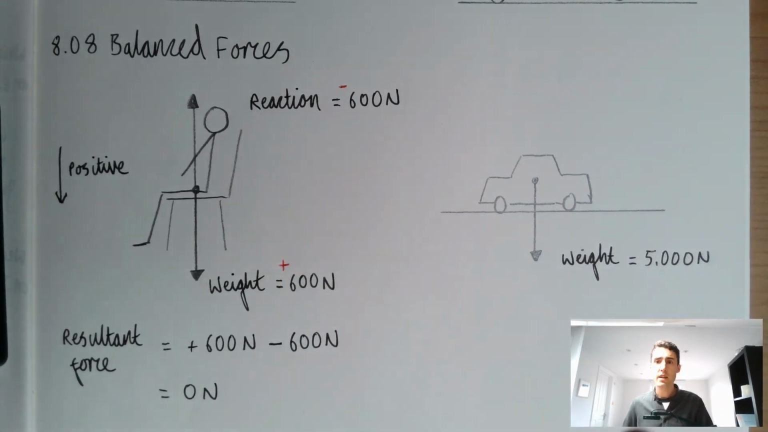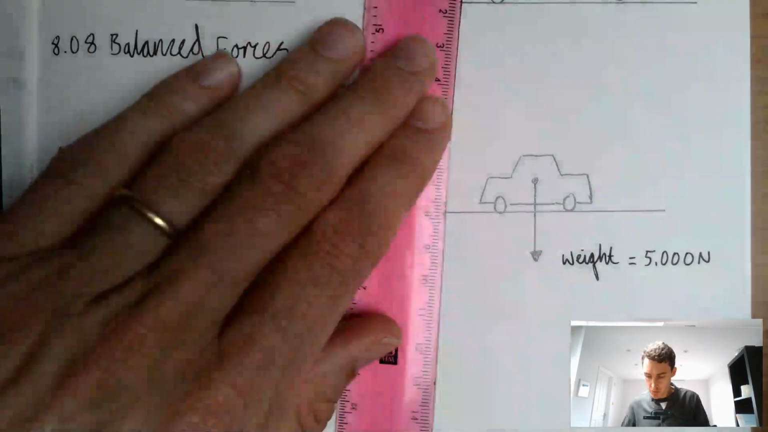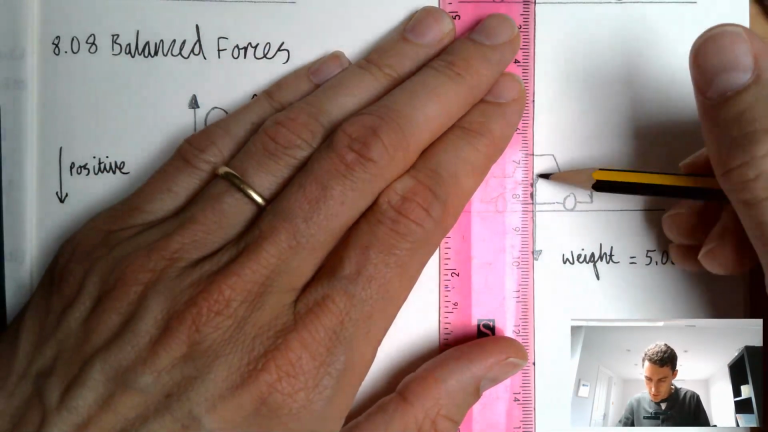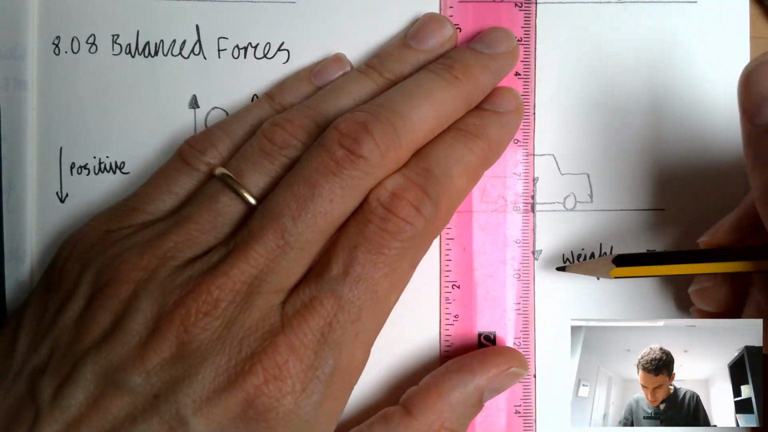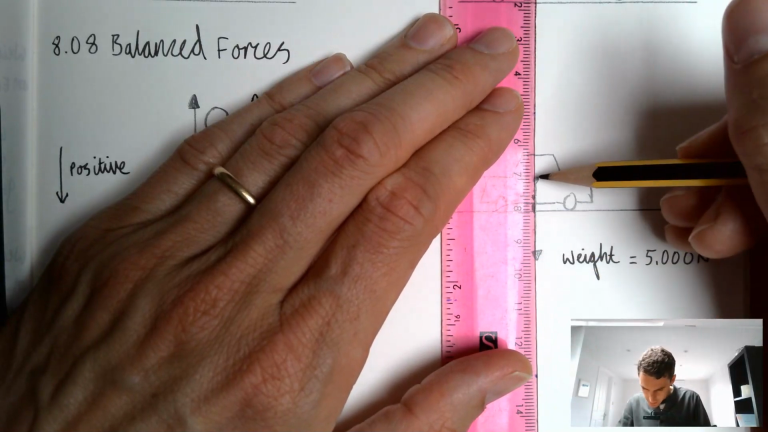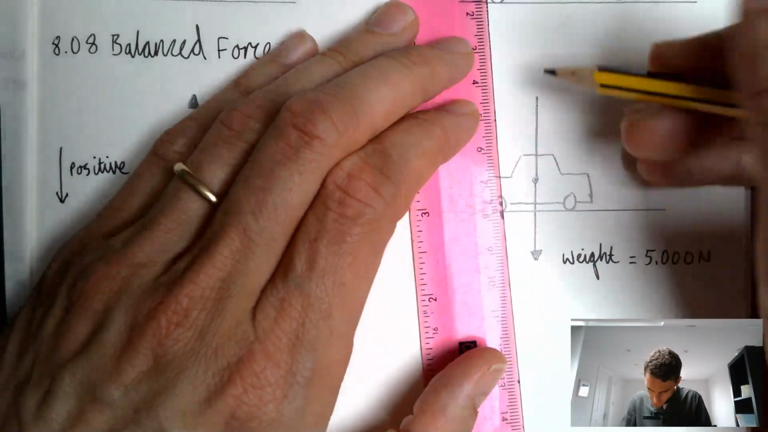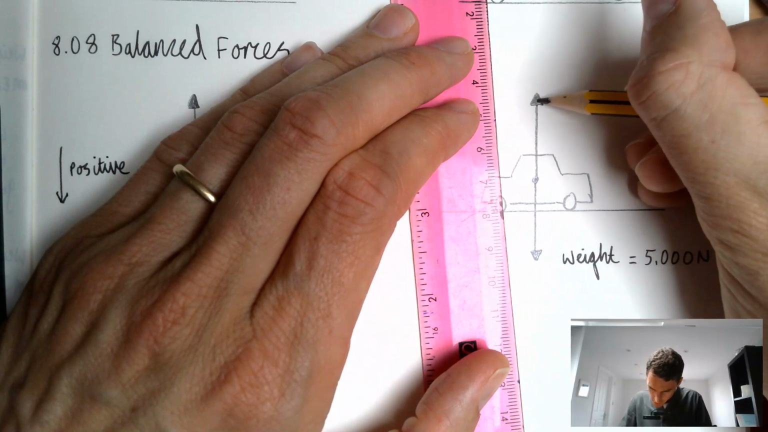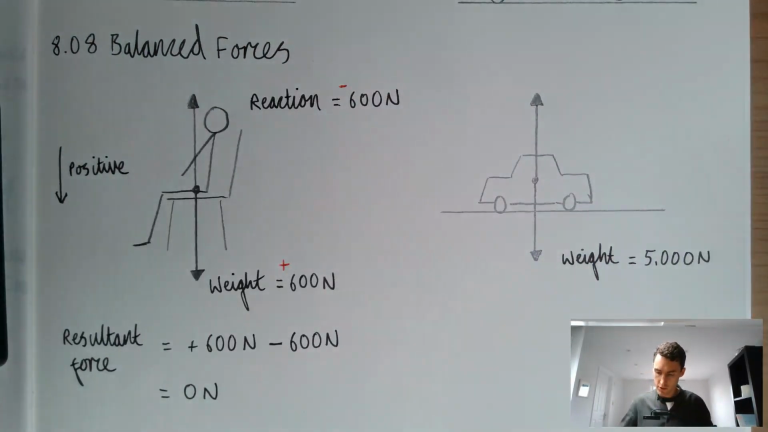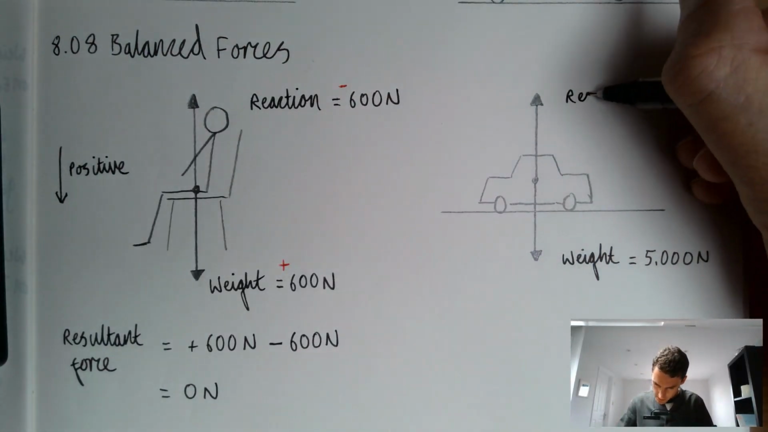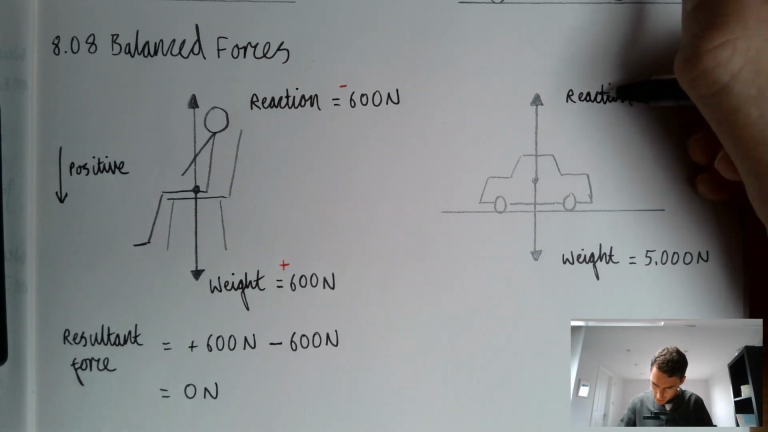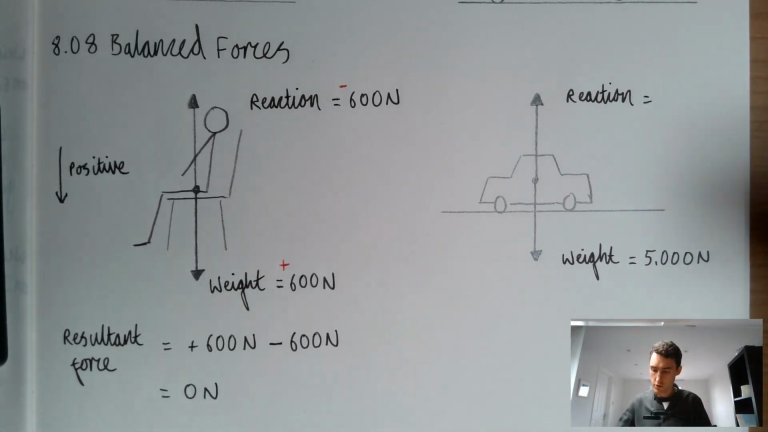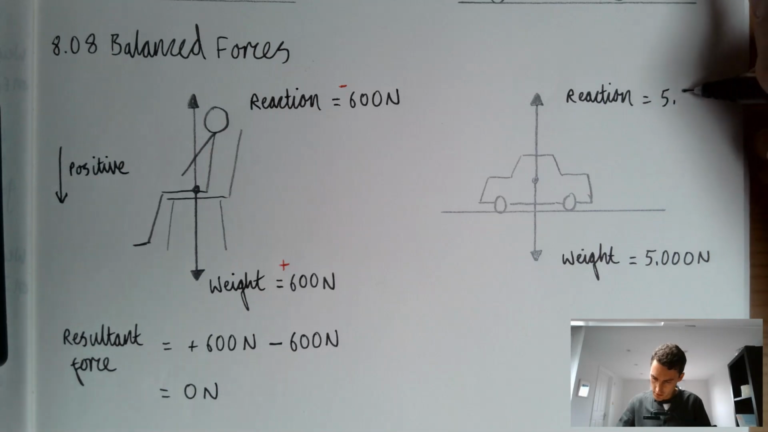Like that, and you could ask them, if they struggle with the first bit, to then draw, well, are there any other forces acting? And they should be able to identify, well, this thing's not moving, so the forces must be balanced. Let's keep that similar again, so that's about 2.5 centimeters, something like that. They should be able to identify that there must be another force acting in the opposite direction, in this case the reaction force. Again, that would also be 5,000 newtons.